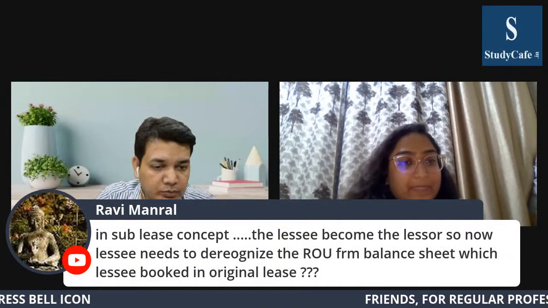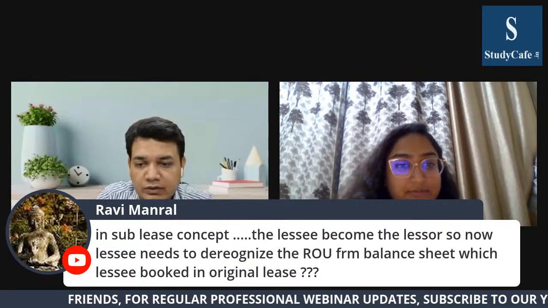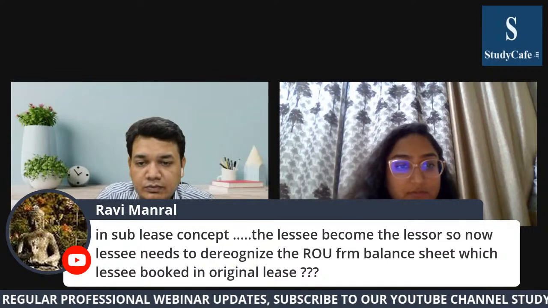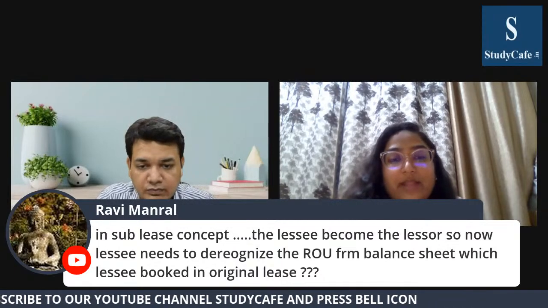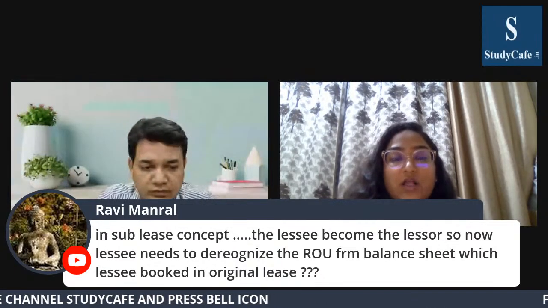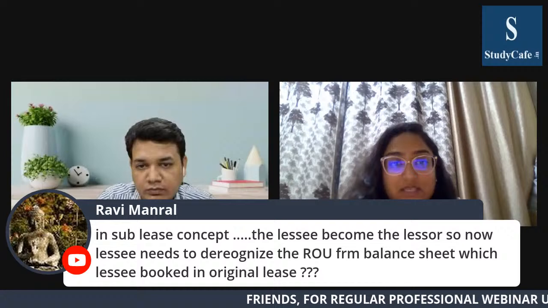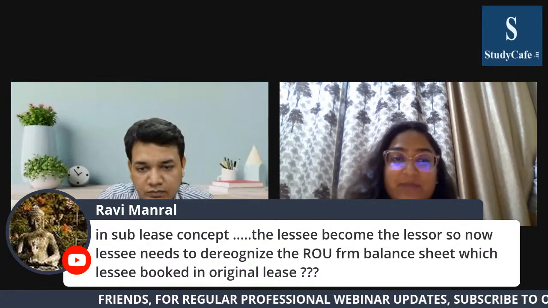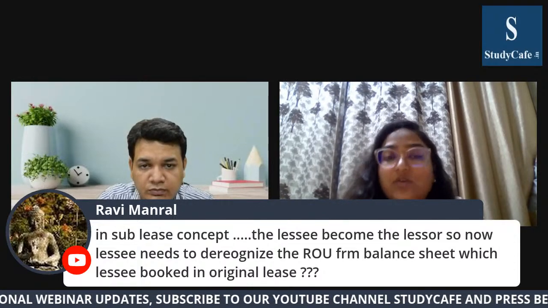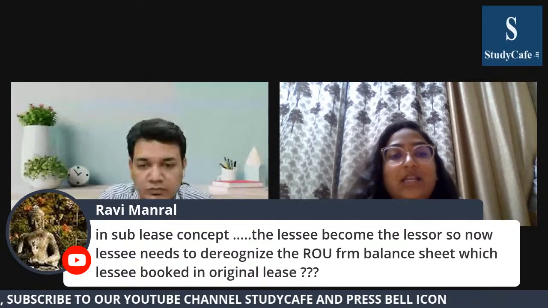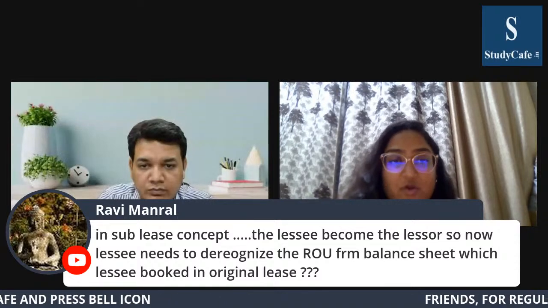One query of Ravi is here. In the sublease concept, the lessee becomes the lessor, so now the lessee needs to recognize ROU from the balance sheet. Which lessee? Yes, of course. In case of a sublease, when the lessee has now become the lessor and it classifies the lease as a finance lease, it will have to de-recognize the ROU from its balance sheet. But if it classifies the sublease as an operating lease, in that case, the ROU will not be de-recognized, and whatever lease payments it receives will be recognized on SLM basis. I hope it solves your query, Ravi.